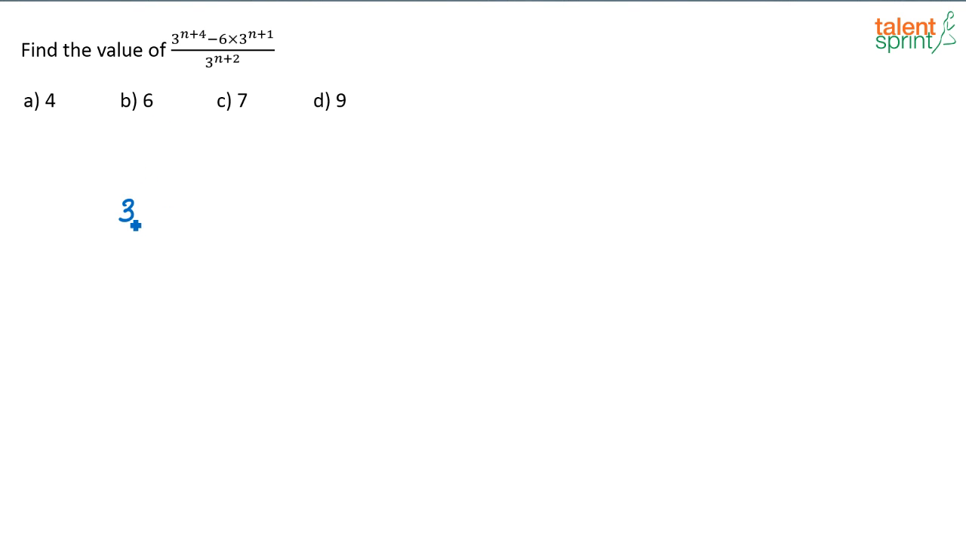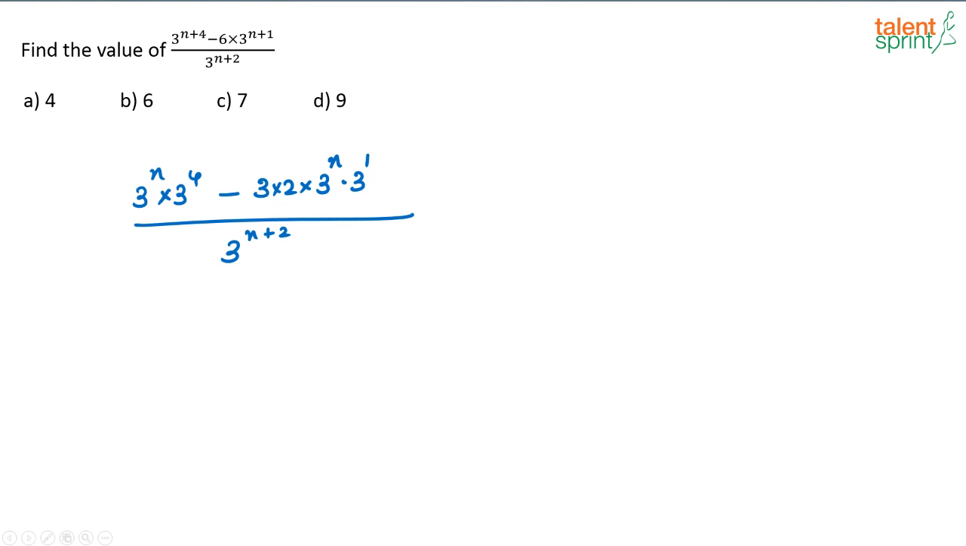So what is given here? 3 to the power n plus 4, right? See, what is 3 to the power n plus 4? It is nothing but 3 to the power n into 3 to the power 4, right? So similarly you have here 6. Now what is 6? 6 is nothing but 3 into 2, right? So here I have 3 into 2 into 3 to the power of n plus 1, which is nothing but 3 to the power n into 3 to the power 1. Correct? So divided by 3 to the power of n plus 2. This is what I have.